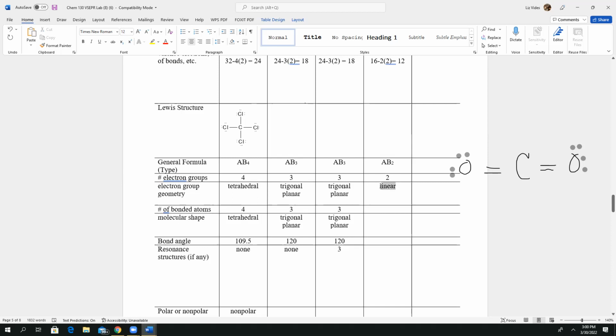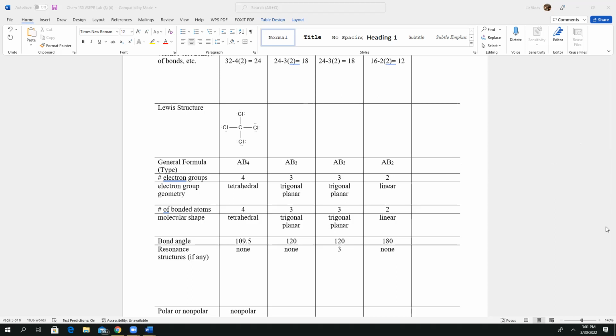We'll copy that again. And there are still only 2 in the central atom. There's only 2 bonds. And once again, that's linear. That angle is 180. And there are no resonance structures, even though there's a double bond, because even if it shifted to this side, how would we know when they're both double bonds? So there's no way to know. Okay, so that's that one.